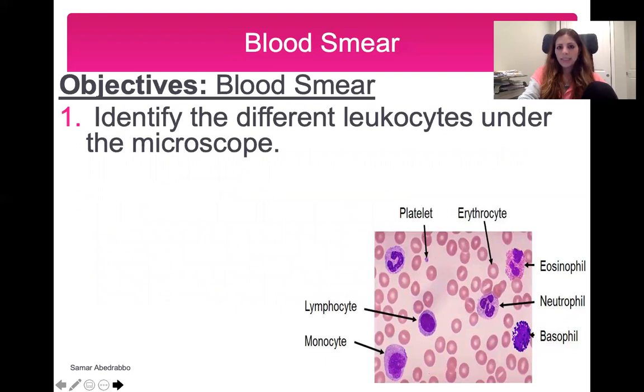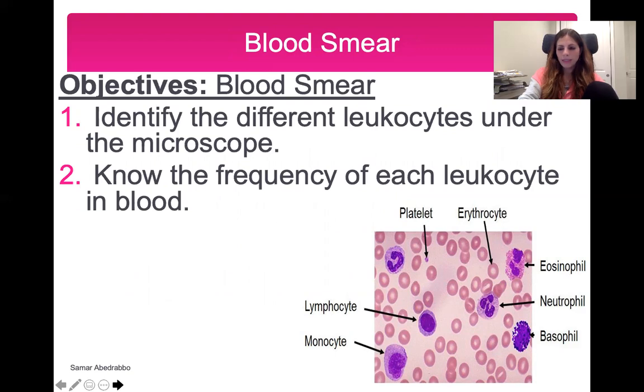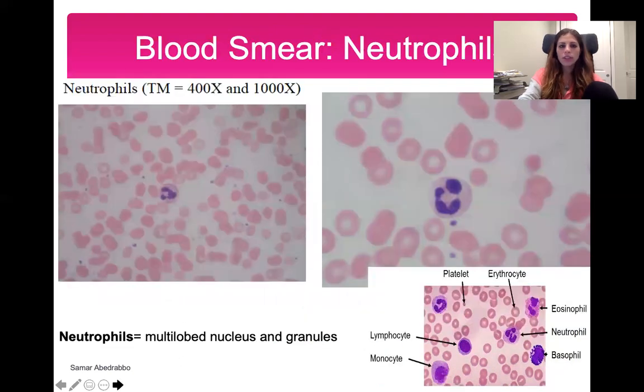So your objective is to identify the different blood cells under the microscope and know the frequency. The frequency is "never let monkeys eat bananas." So just know the order of the most common to the least common leukocyte. And just to show you guys some pictures, okay, actually, let me summarize it.